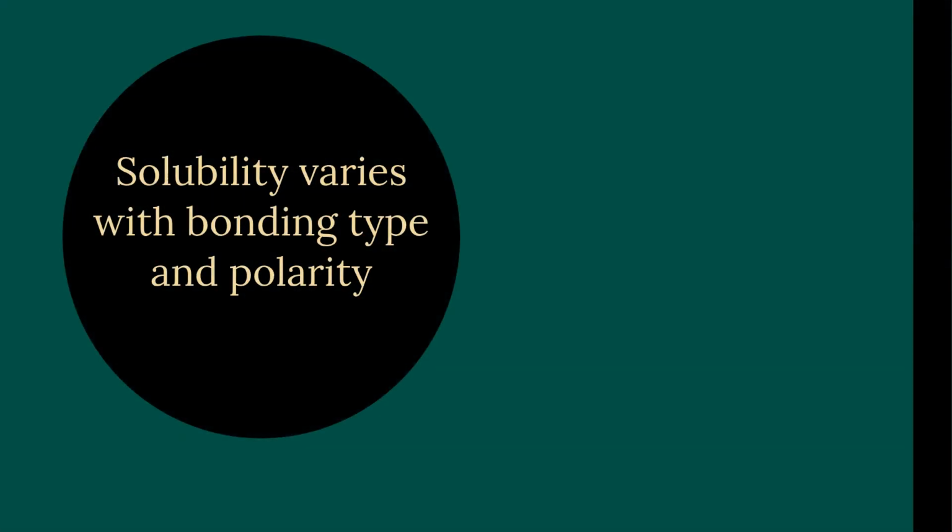Solubility depends on bonding. Ionic compounds dissolve in water as ions separate. Covalent compounds' solubility varies with polarity. Metallic bonds generally don't dissolve. Bonding type influences interaction with solvents.